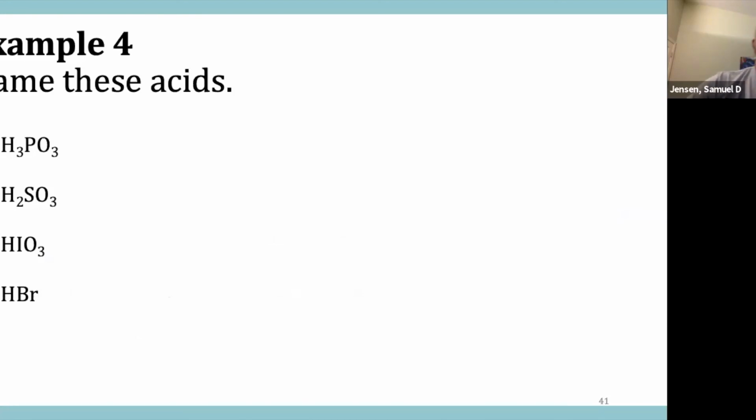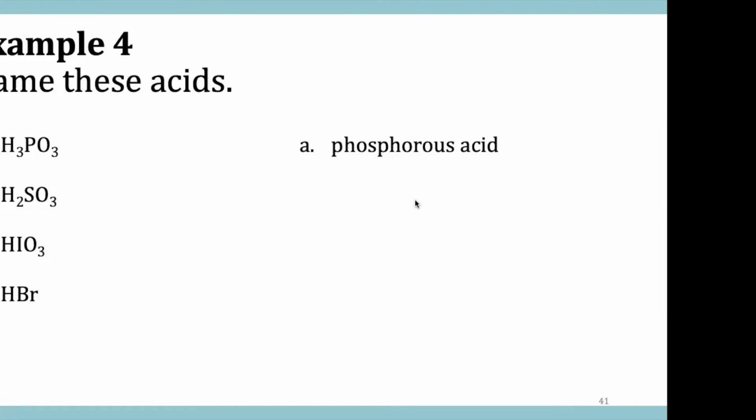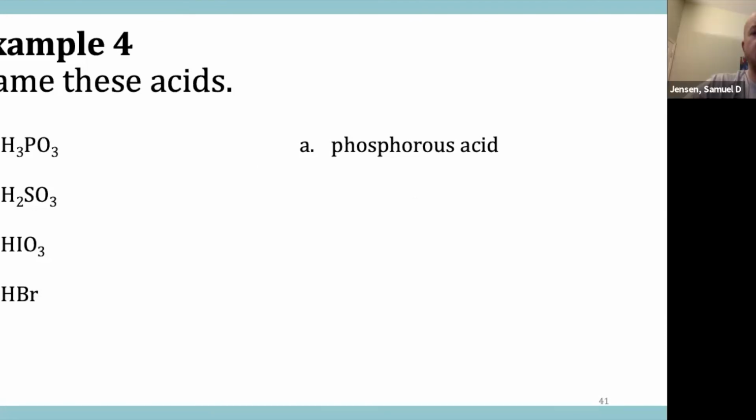All right, so naming these acids. PO3 was not one of our polyatomic ions. So PO4 was phosphate. So PO3 is phosphite. And so the ITE becomes OUS, and so this is phosphorus acid. So this would be the phosphite. So you would just ignore the hydrogen part of the name? Right. For the oxyacids, we ignore the hydrogen part of the name. Yes. So it is more important about the polyatomic ion.